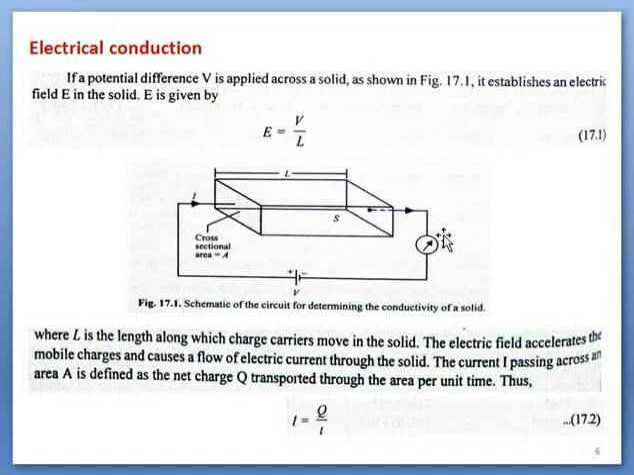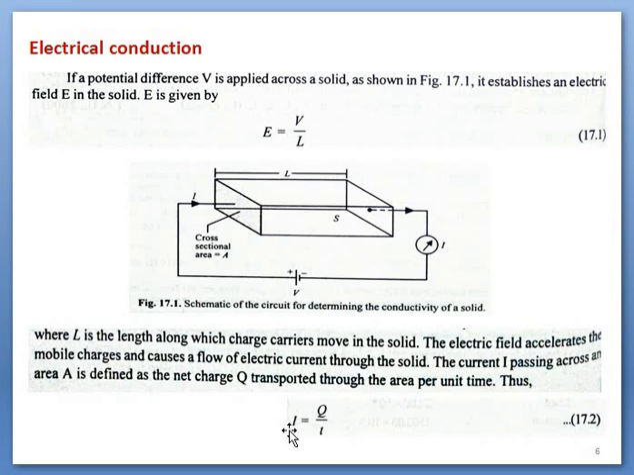If potential is applied, then an electric field is produced, equal to potential upon total length. As a result of this electric field, force is applied on the electrons, and as a result they start to move in this solid box. As a result, current is flowing. In other words, when electrons are in motion, charge flows, and as a result current is obtained. That current is expressed by this equation, where Q represents the total charge and t represents the time. So we obtain current.